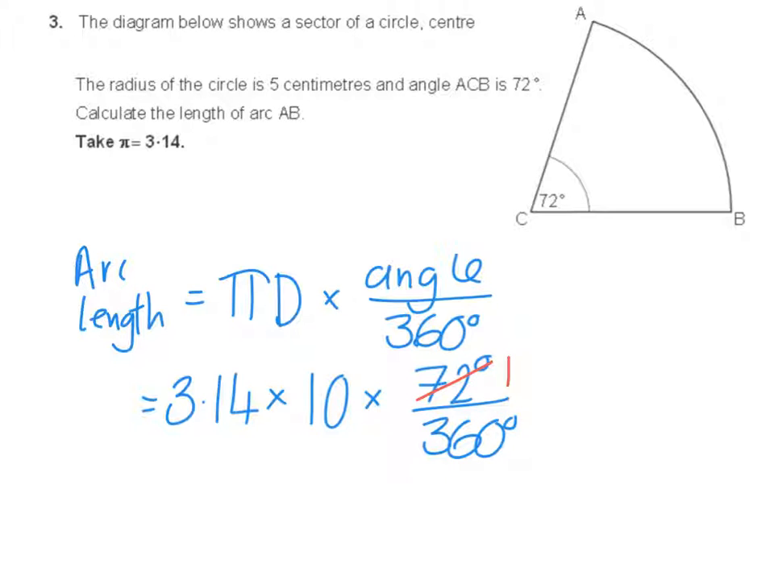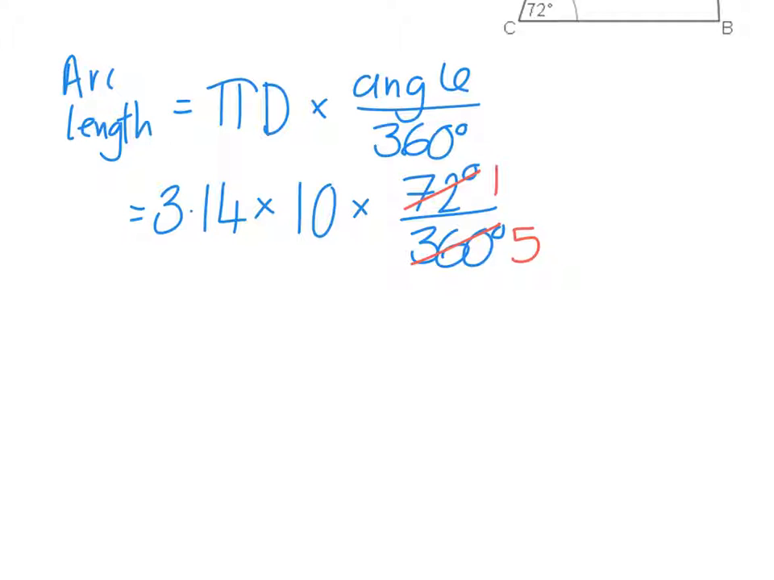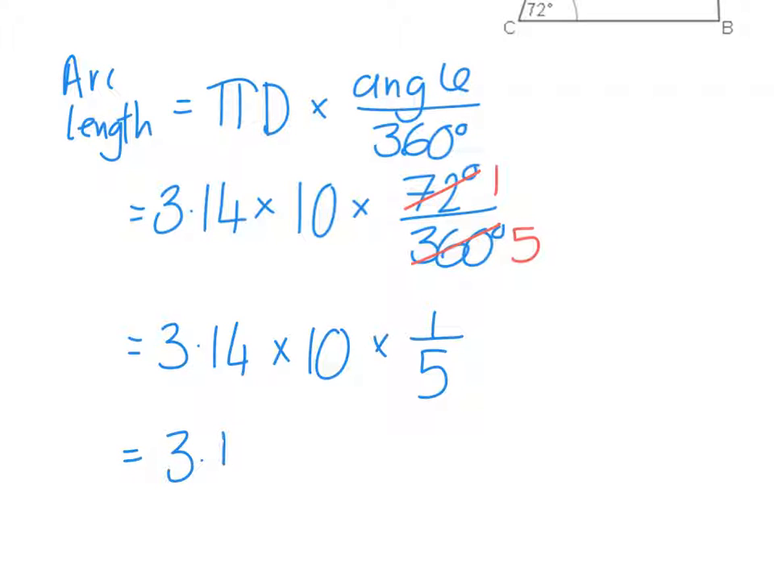So 72 into 72 goes once, and 72 into 360 goes 5 times. Now that's a stroke of luck, because we're going to multiply 10 now by 1/5, which is a fairly easy calculation to complete. So we have 3.14 multiplied by the 10 and then multiplied by 1/5. So we're going to do the 10 times a fifth part, or 1/5 of 10, which is just in fact 2. So the next line will be 3.14 multiplied by 2.